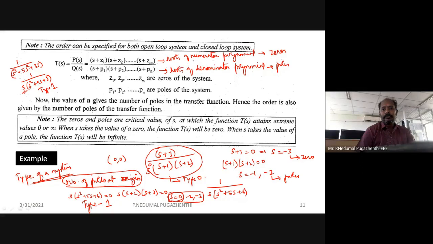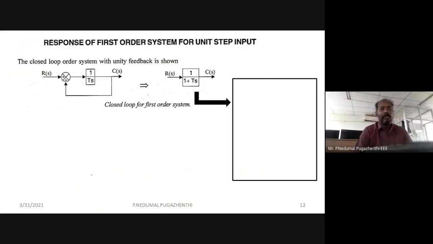Got the idea? The number of roots the denominator polynomial has is the order. That is, the number of poles is equal to the order of the system. The number of poles at the origin is the type of the system. I hope that you might have understood it.